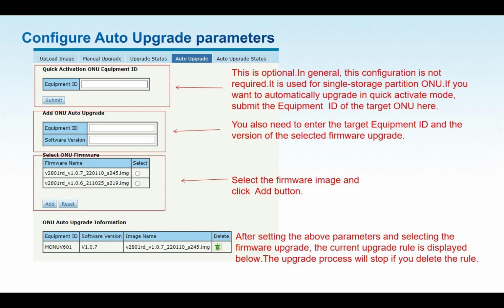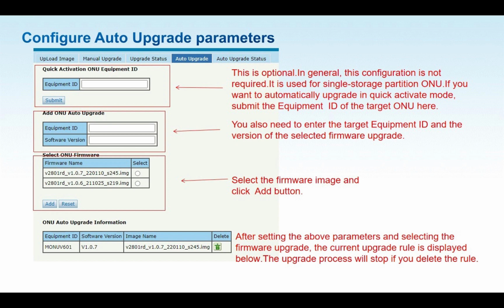If you want to automatically upgrade in Quick Activate mode, submit the equipment ID of the target ONU here. You also need to enter the target equipment ID and the version of the selected firmware upgrade. Select the firmware image and click Add button.